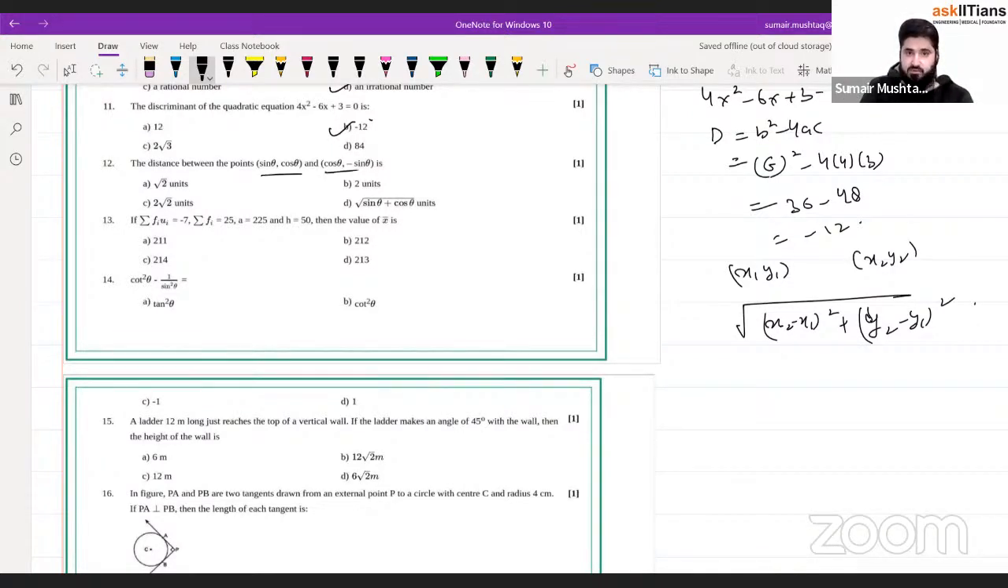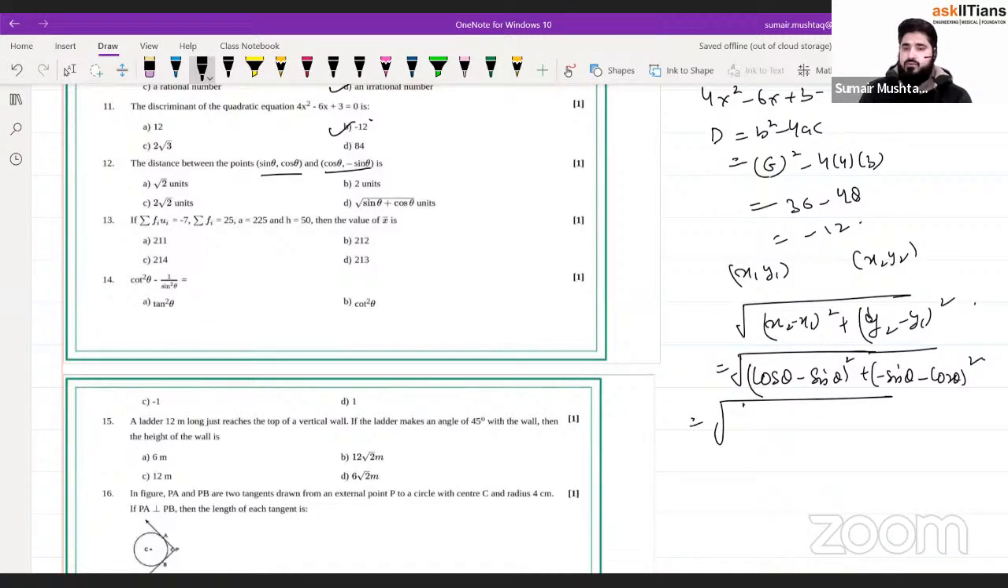cos theta, sin theta, cos theta minus sin theta. So this will be equal to under root of cos of theta minus sine of theta whole square plus minus sine of theta minus cos theta whole square, right? Because you can take this x1, y1, you can take this x2, y2, right? Okay, this is how it has to be done. Now go for the formula.